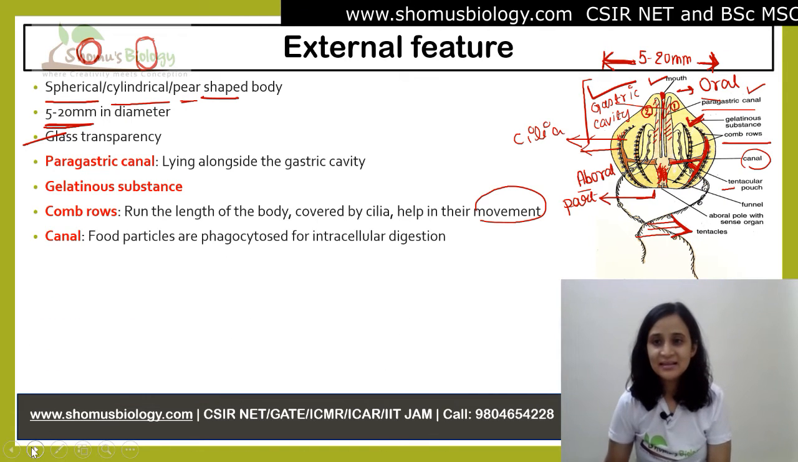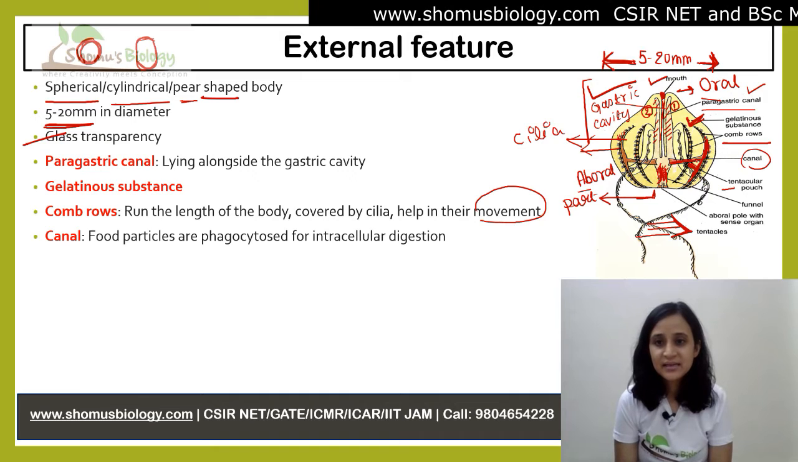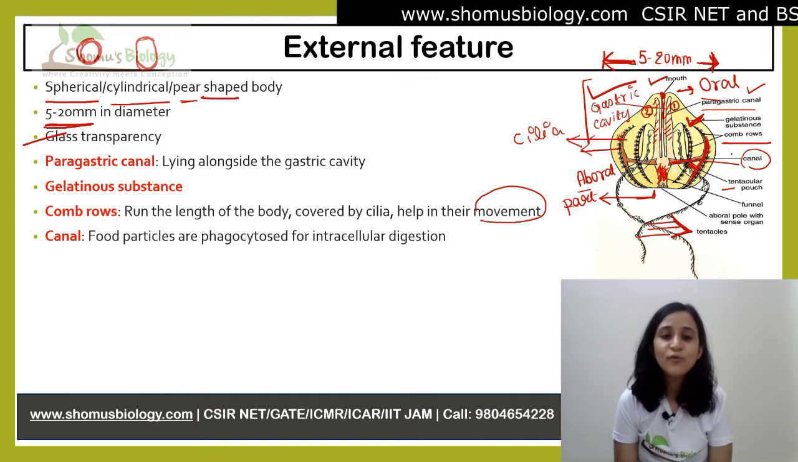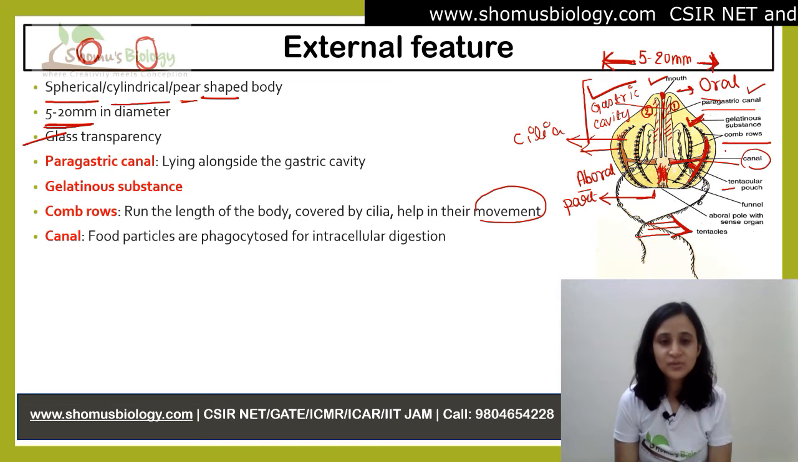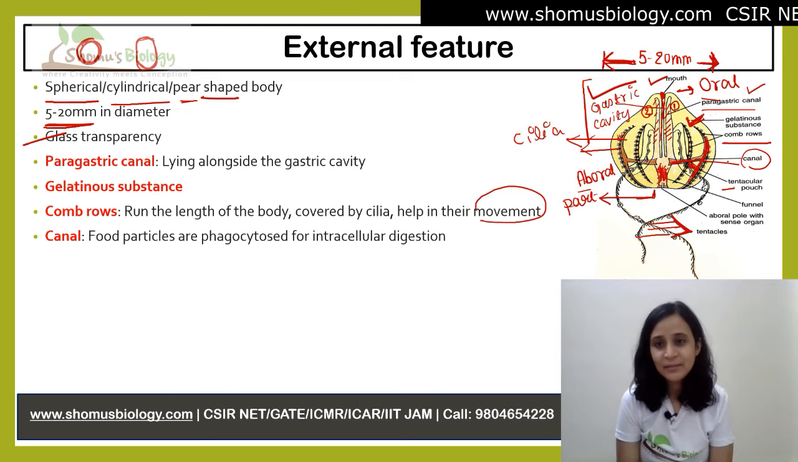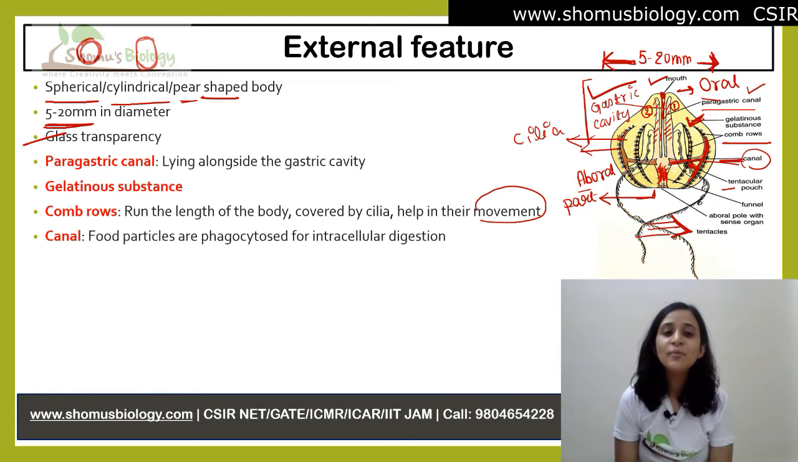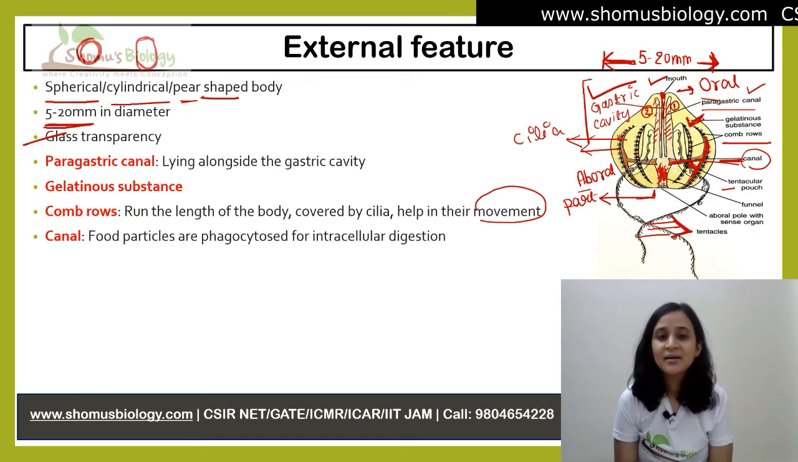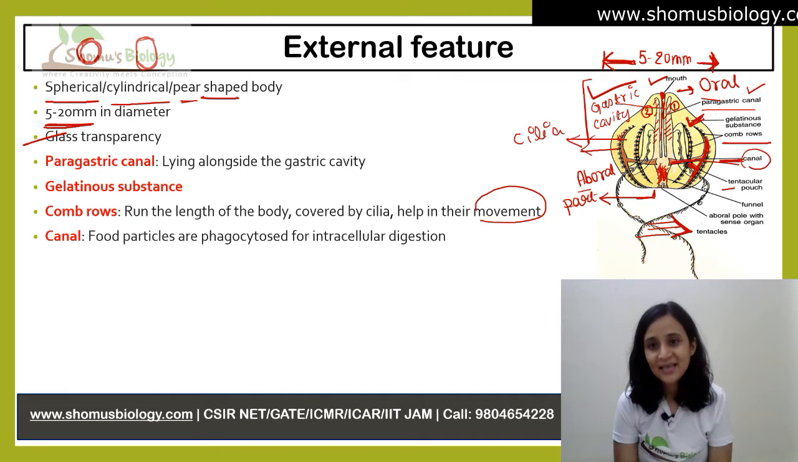Next is the canal. In this canal, food particles are phagocytosed for intracellular digestion. So first of all, food enters through the mouth, then through the gastric cavity, and then it comes to the canal, right?